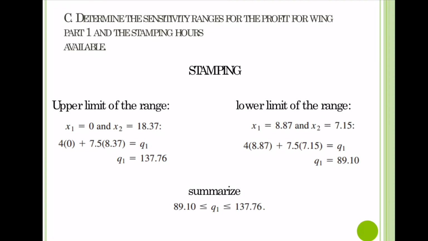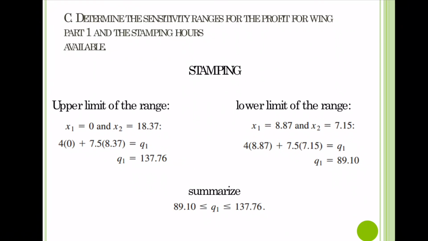The upper limit of the range for stamping hours is determined by first computing the value for Q1 that will move the solution point from B to where the drilling constraint intersects the x sub 2 axis, where x sub 1 equals 0 and x sub 2 equals 18.37. 4 times 0 plus 7.5 times 18.37 equals Q1. Q1 equals 137.76.